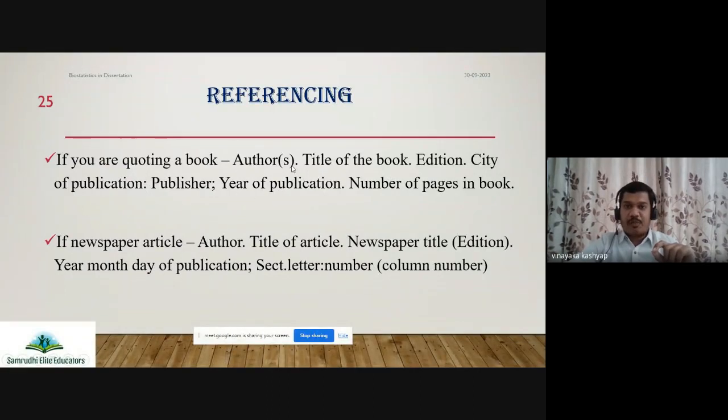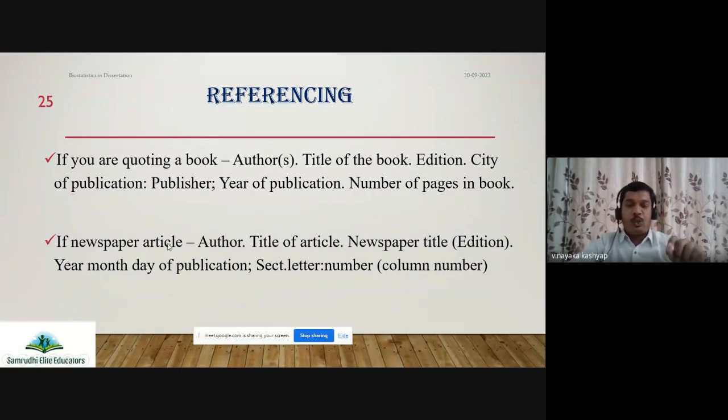Then the year of publication, 2009, 23, usually it must be the latest one. If you are quoting any book, see that it is of the latest publication and the latest edition, not the previous edition. Then the number of pages in the book, or you can also write the chapter, chapter 2, chapter 3, and then you can write the number of pages in the book that you have taken or quoted for your study.